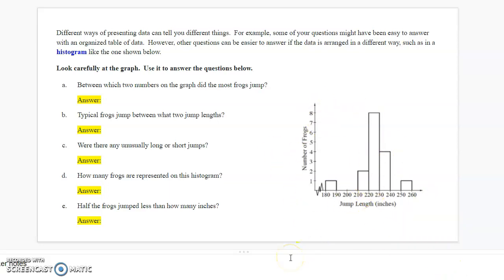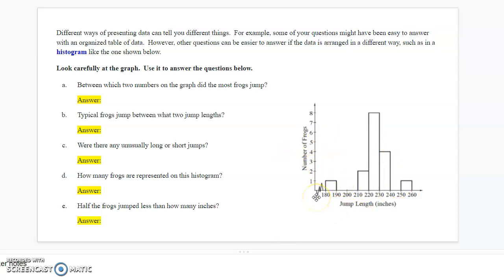Different ways of presenting data can tell you different things. For example, some of your questions might have been easy to answer with an organized table of data. However, other questions can be easier to answer if the data is arranged in a different way, such as in a histogram like the one shown below. Look carefully at the graph and use it to answer the questions below. So this is our graph right here, our histogram.